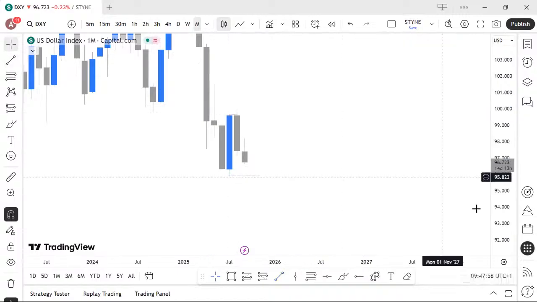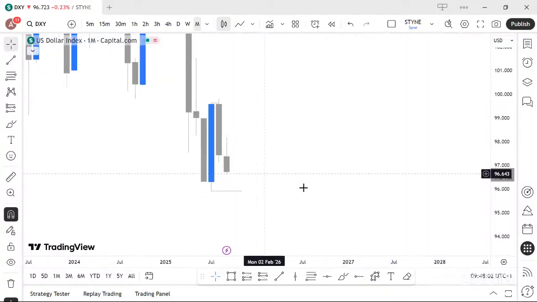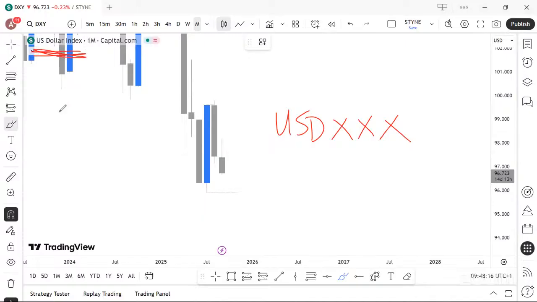You see that this is beautiful. Oh, you see that the DXY is coming down. The DXY is like saying, let me give us a little bit of a lecture. DXY is like saying USD anything, that's USD XXX. Okay, DXY is the US dollar index, as you can see here.